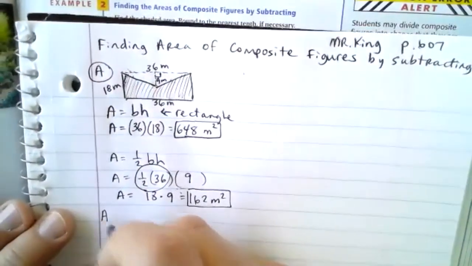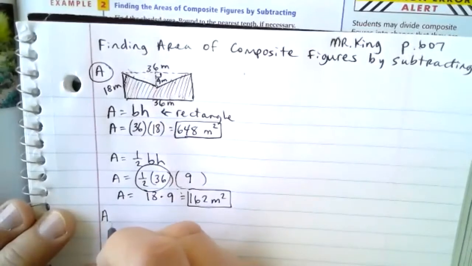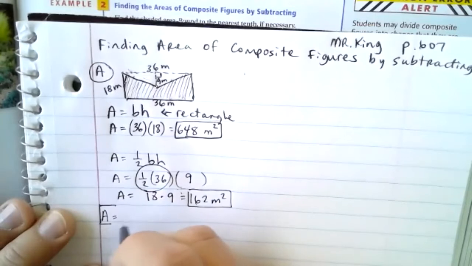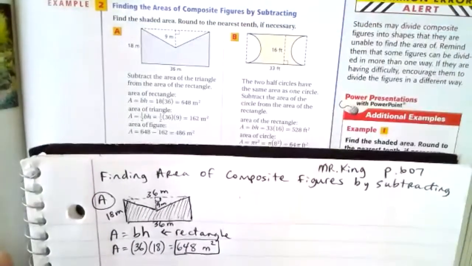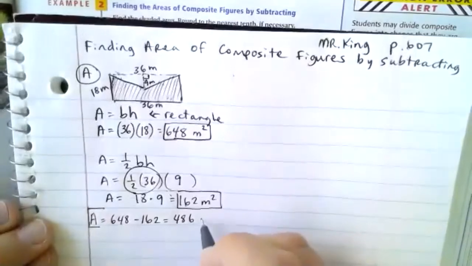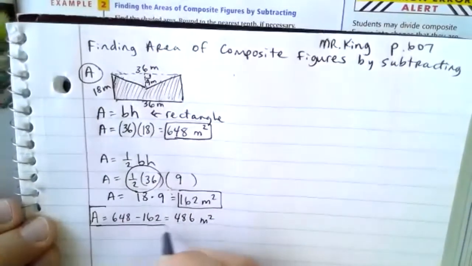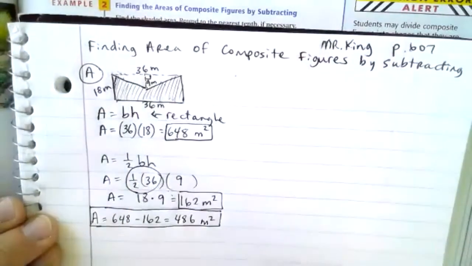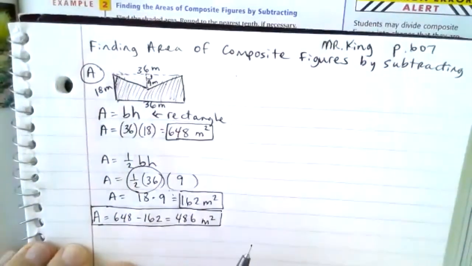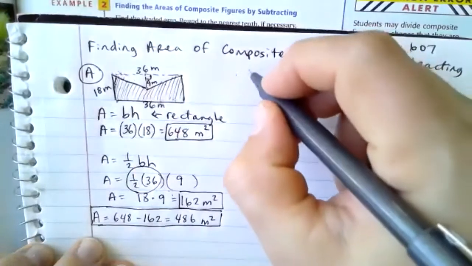So the area of the shape will be 648 minus 162, which is 486 meters squared. All right, so put a box around that to distinguish that from the rest of the problem, okay? So that's part A. We're going to do another example like that in just a minute.